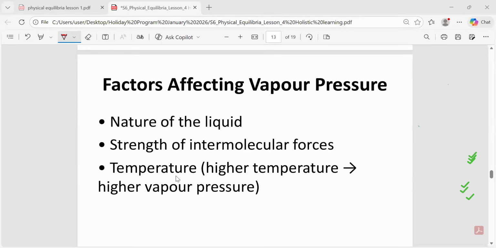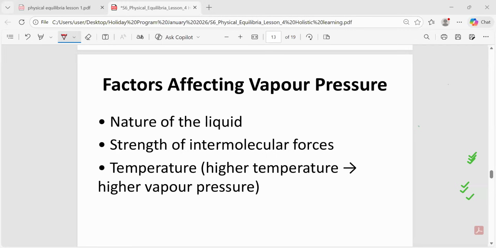But after Mag will first take us through those factors. There are three factors affecting vapor pressure. One is the nature of the liquid, like what something is made up of, or what it is comprised of.